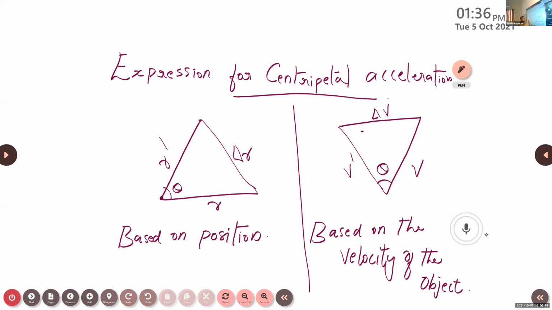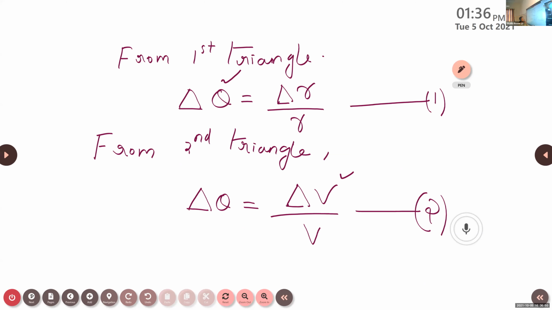Okay, so from these two triangles, it is clear that the angle theta, the angular displacement, is common. The angular displacement is the angle made by the radius vectors in the case of the triangle based on position. Similarly, from the second triangle, the angle theta represents the angle made by the two velocity vectors. Then, in the next step, we consider the expression for angular displacement.